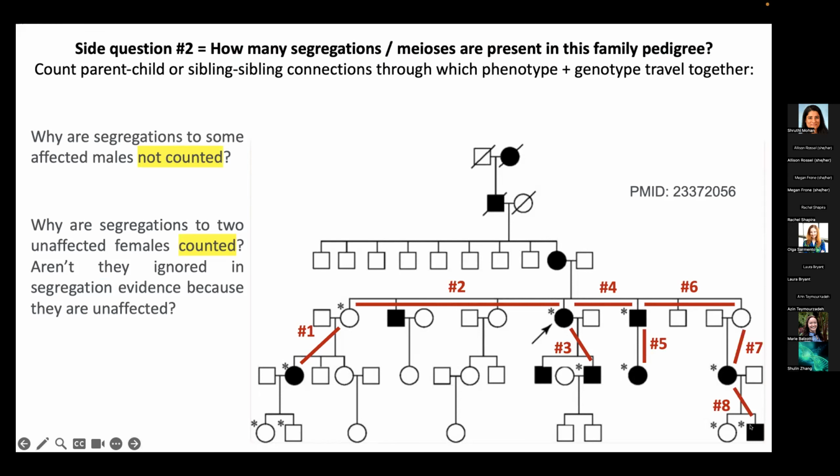So for me, at least, and I'm not an expert, I'm counting 8 segregations in this pedigree, linking up all the genotype positive and phenotype positive people. And just like Courtney said, those unaffected obligate carriers do really come into play, and they help us with the evidence because they're connecting up affected people.